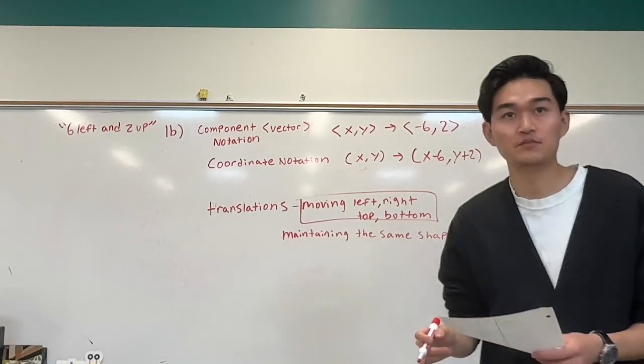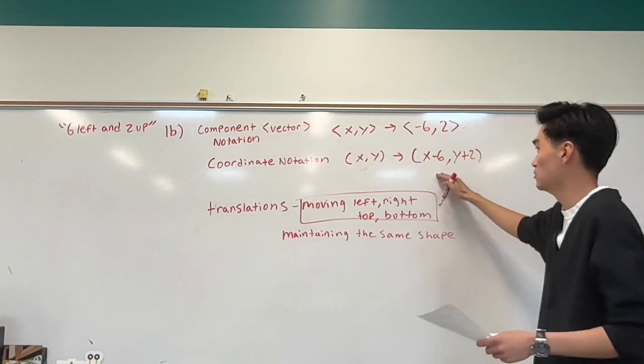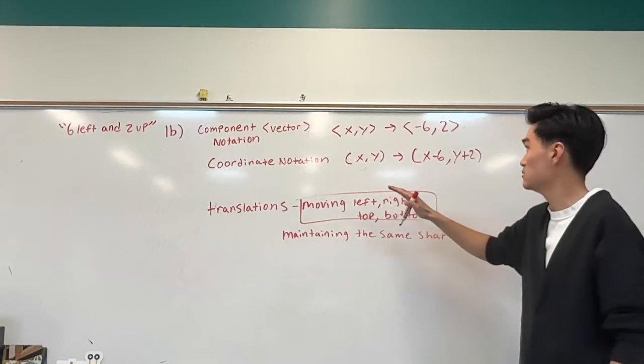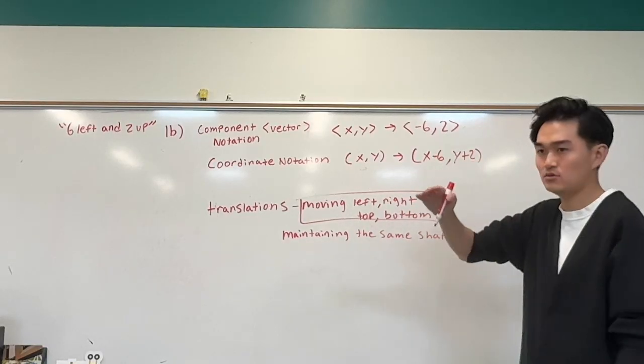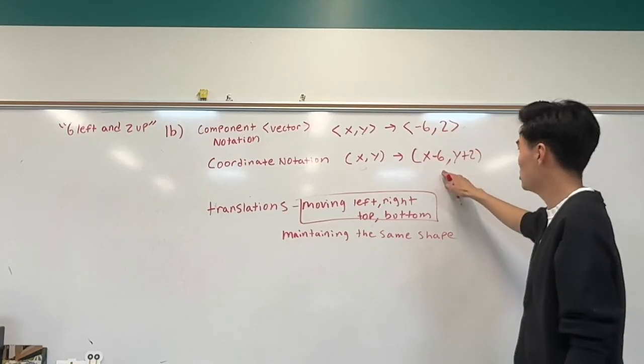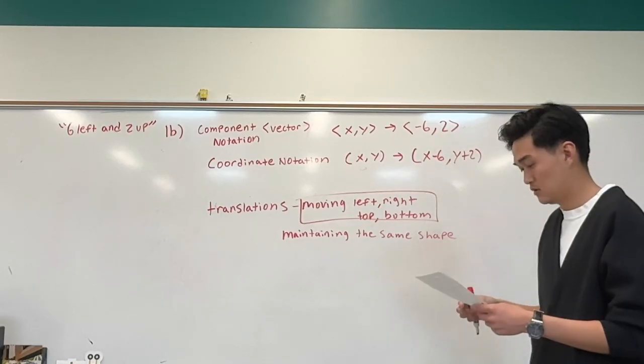So that is for 1B. Okay, vector notation, coordinate notation. They're two very different things. Okay, if it asks you to write it in a specific notation, make sure you do it correctly.